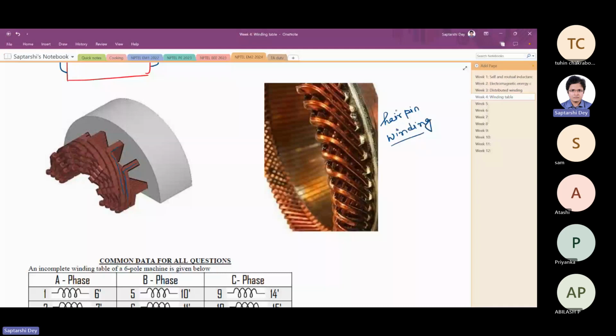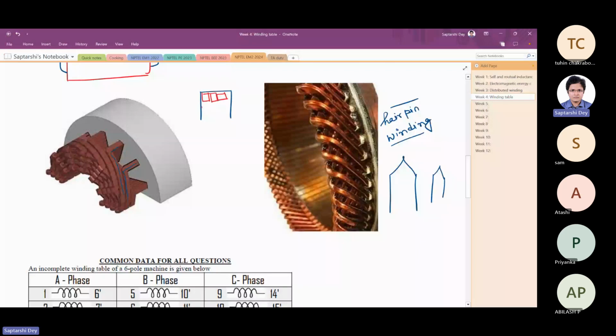So hairpin windings are like they have two parallel sides, and another one is something like this, bent like this, bent like this. So from the side it would look something like this, so that it instantly goes into the slot. As a result, what happens is, if this is the slot, inside the slot the conductors go in like this.